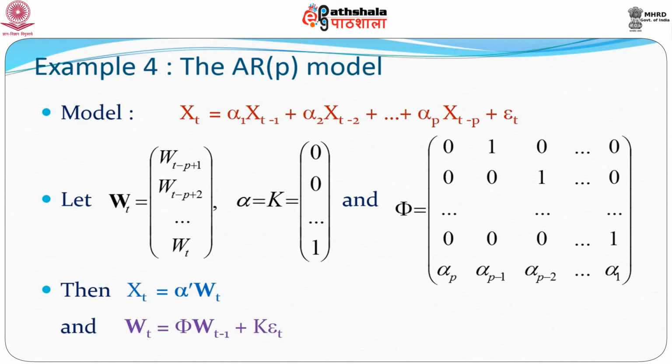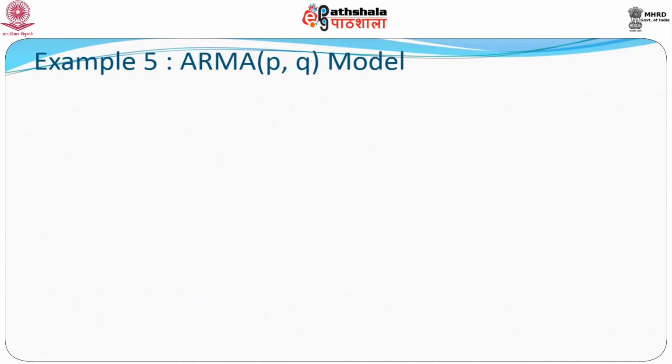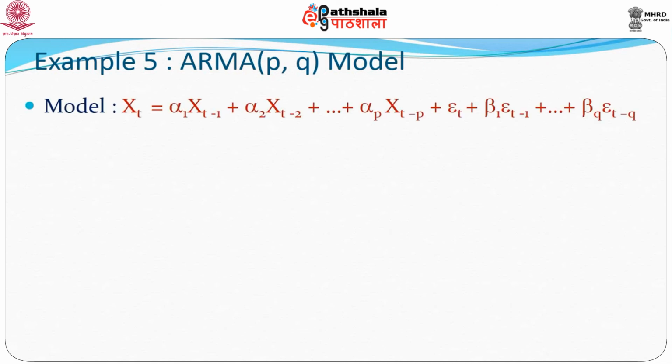Now, let us move to the ARMA PQ model. In the ARMA PQ model, we have both the AR component, which is alpha 1 xt minus 1 to alpha p xt minus p, plus the MA component, which is epsilon t, beta 1 epsilon t minus 1, to beta q epsilon t minus q. Assume that we may take a coefficient of epsilon t as beta naught, which will be primarily 1.